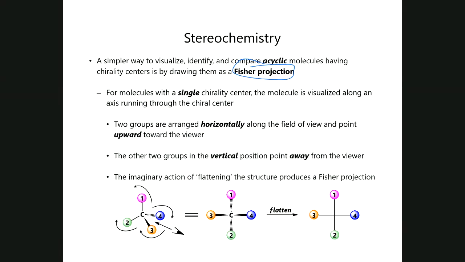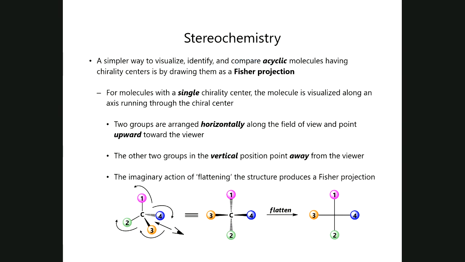So in a Fisher projection, when you draw a cross like this, at the junction of that perfectly square cross, these angles are 90 degrees depicted over here. At the junction of that cross, if there are four things attached to that point in the center of the cross, then we're talking about a chirality center.